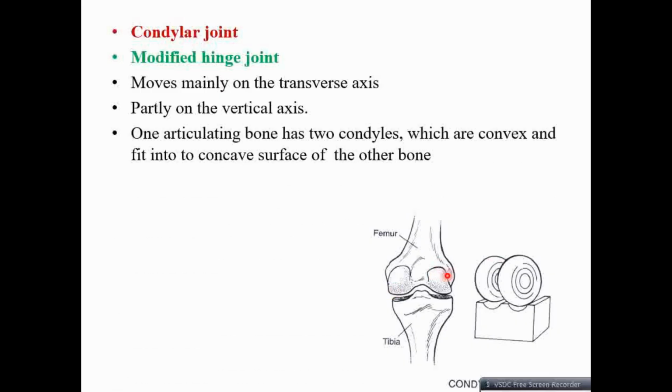So here one articulating bone has two condyles which are convex, and it fits into the concave articular surface of the other bone. Examples are the temporomandibular joint and the knee joint. Along with the main movement, flexion and extension, there will be slight rotation movements also.